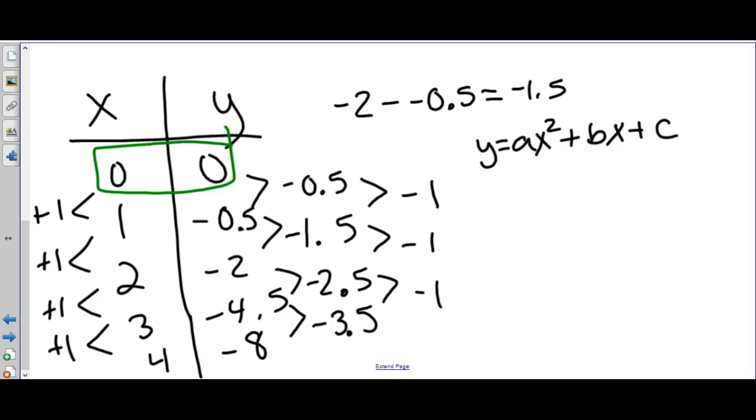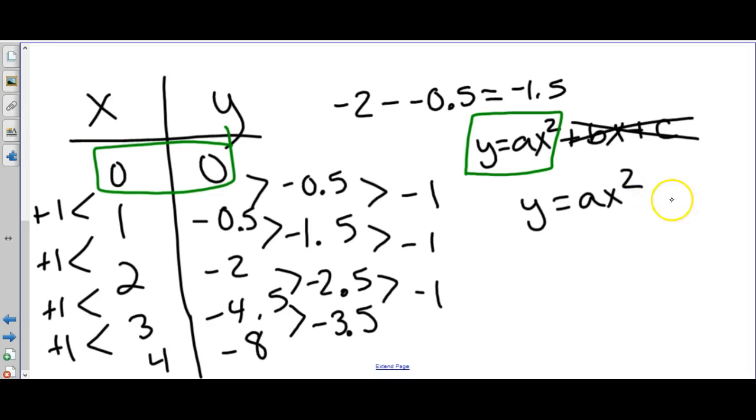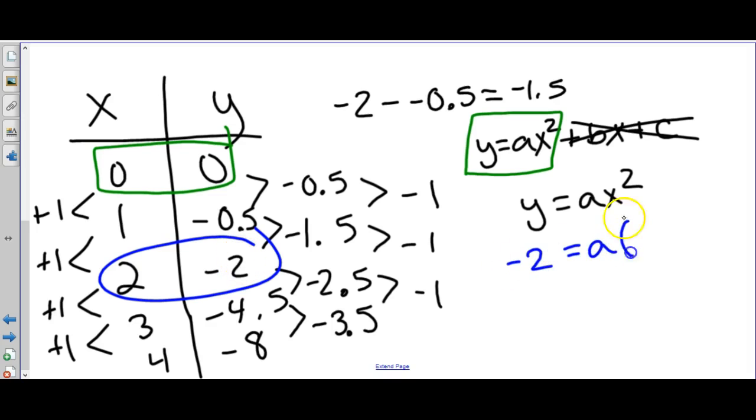When you have the point 0, 0, you can shorten this and only use y equals ax squared. So we're not going to use the rest of this to find the equation, just y equals ax squared. So really we just need this letter a. You determine it by plugging in one of the values. I'm going to pick one at random. I'm going to pick 2, negative 2. We know 2 is our x value, negative 2 is our y value, so we have negative 2 for y, a times positive 2 for x, and we're going to solve for the letter a.